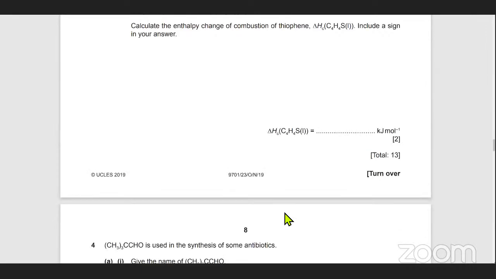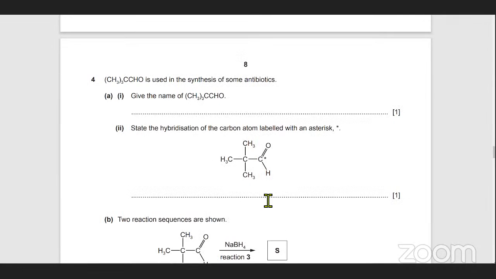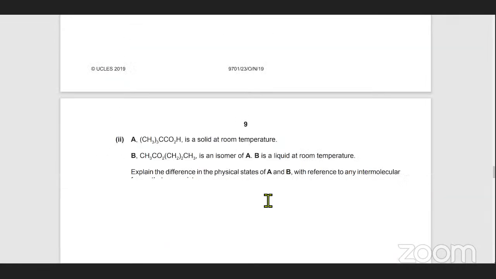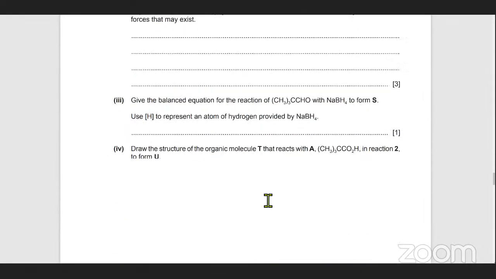So we were on the fourth question. This is W19 question paper 2-3, and we were on the fourth question. This one, and I think we are done most of it. We're going to start with a new paper as well.